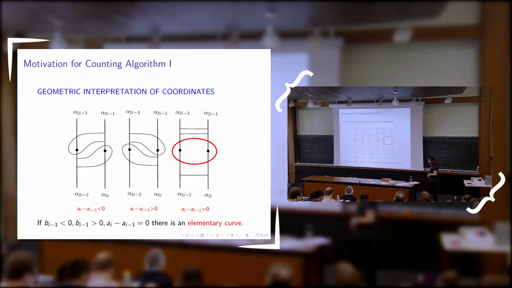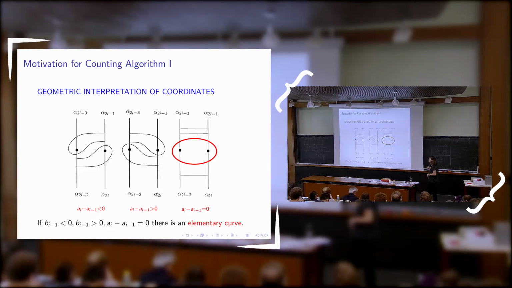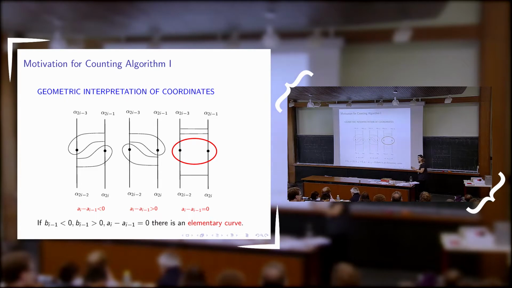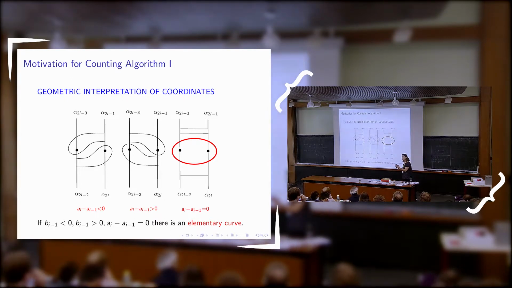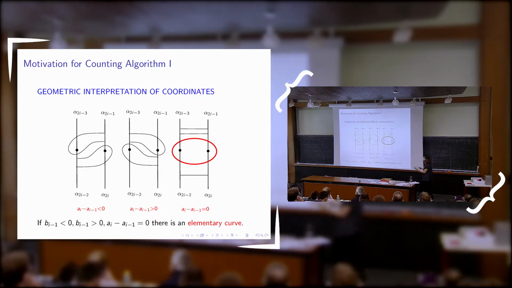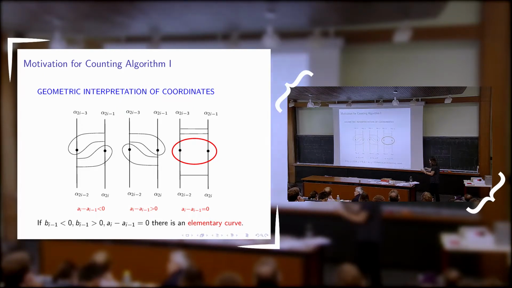And in this case, the difference between AI and AI minus 1 is greater than 0. But sometimes you don't have such pieces. You only have above components and below components, and there's a left loop about puncture I and a right loop about puncture I plus 1. In that case, you have a simple closed curve, which is contained in the region bounded by the beta arcs. And we call such curves elementary curves.